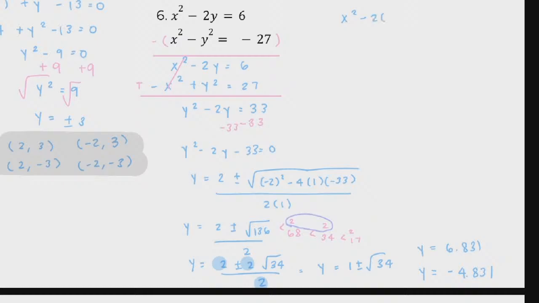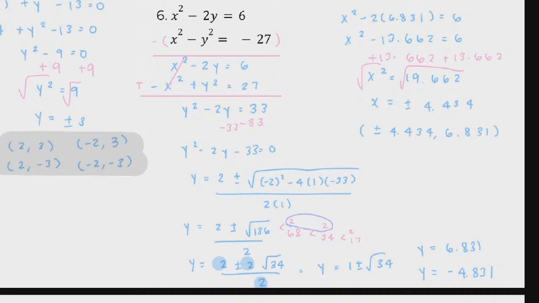So that'll be x squared minus 2 times 6.831 equals 6. And that's going to be x squared minus 13.662 equals 6. And then we're going to add 13.662 to the other side. So we get x squared equals 19.662. Then we can square root both sides, and we'll get x equals plus or minus 4.434. So there's going to be 2 points, plus or minus 4.434 when y is 6.831. So that's going to be part of our answer.